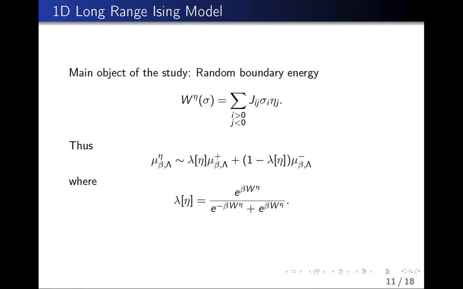To find the metastates, we need to analyze the energy of the boundary, as given by W. Using the symmetry of the distribution and the translation invariance, we can work with the boundaries on the negative side. We know that any Gibbs specification is approximately equal to a convex combination of mu plus and mu minus, where the weight is given by small lambda. To find the metastates, we have to find the distribution of this weight.